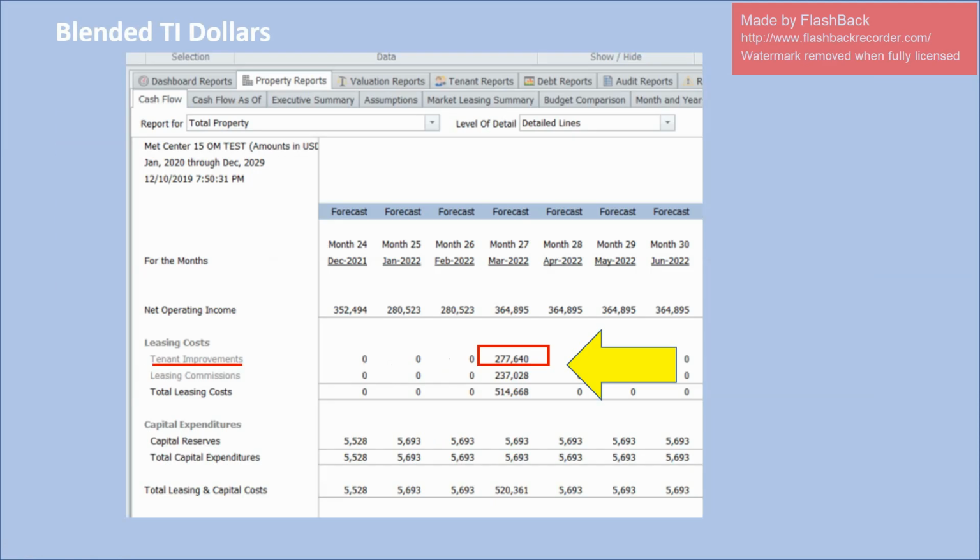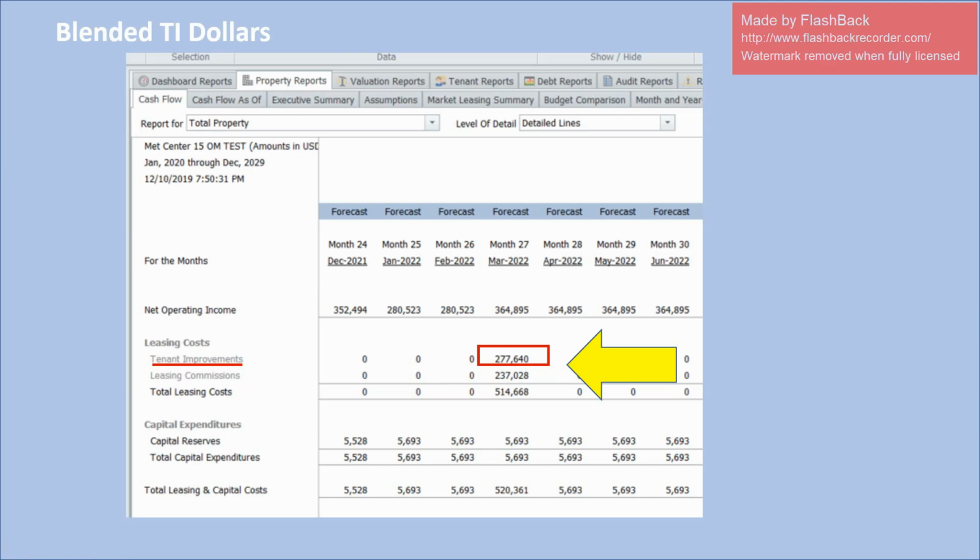So beginning in 2022 there, you're going to get this cost of $277,640. And you'll see right below it, there's a leasing commission cost. This is actually calculated the same way. It's the same formula that we just did for the tenant improvements. You do have a different cost for a new leasing commission versus a renewal commission. It's kind of different in every market, but the way that Argus calculates it is going to be that blended rate like we had talked about. So that's how Argus thinks about that.